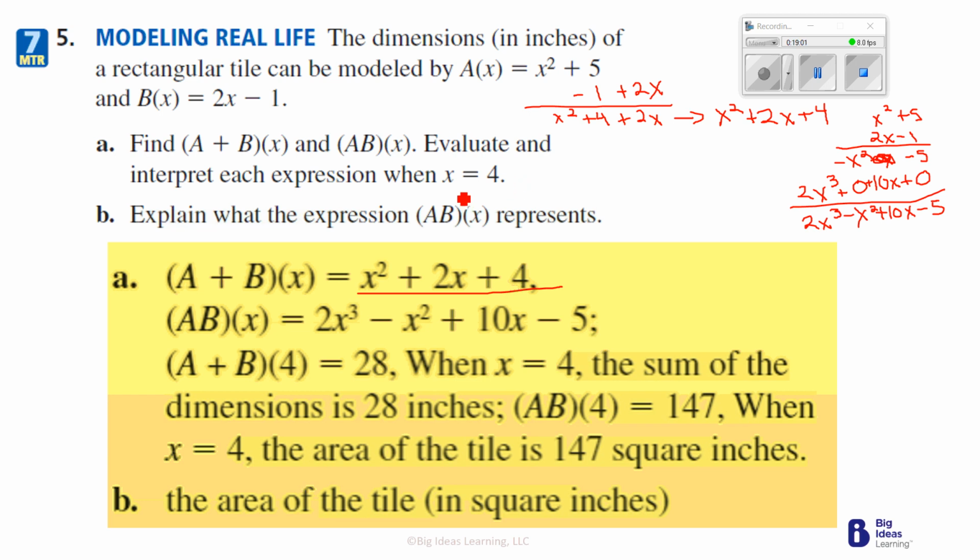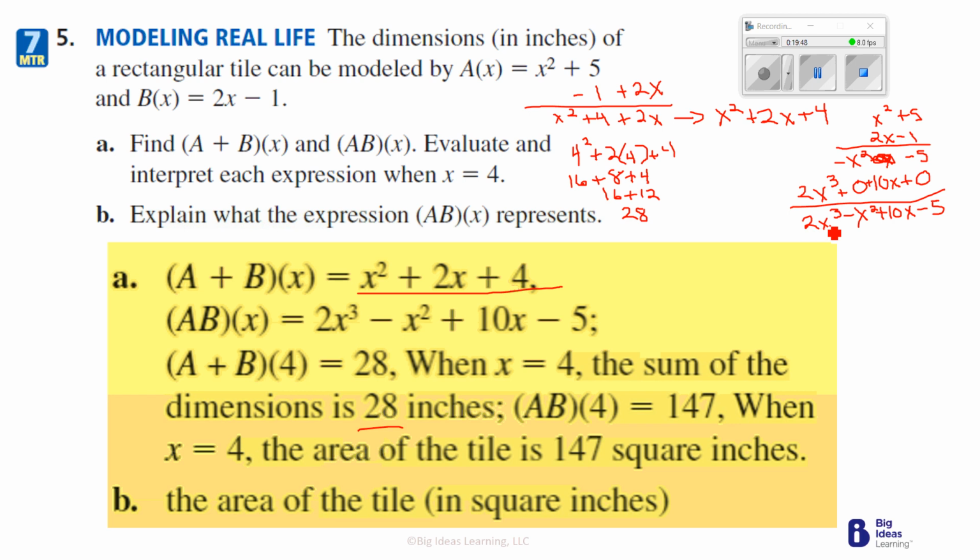Now evaluate and interpret each expression when x equals 4. So now we've got to take 4 and put it in over here. I'm going to have 4 squared plus 2 times 4 plus 4. Well, 4 squared is 16, plus 8, plus 4. This is 16 plus 12, and 16 plus 12 is equal to 28. And that's where they got 28 right over here.